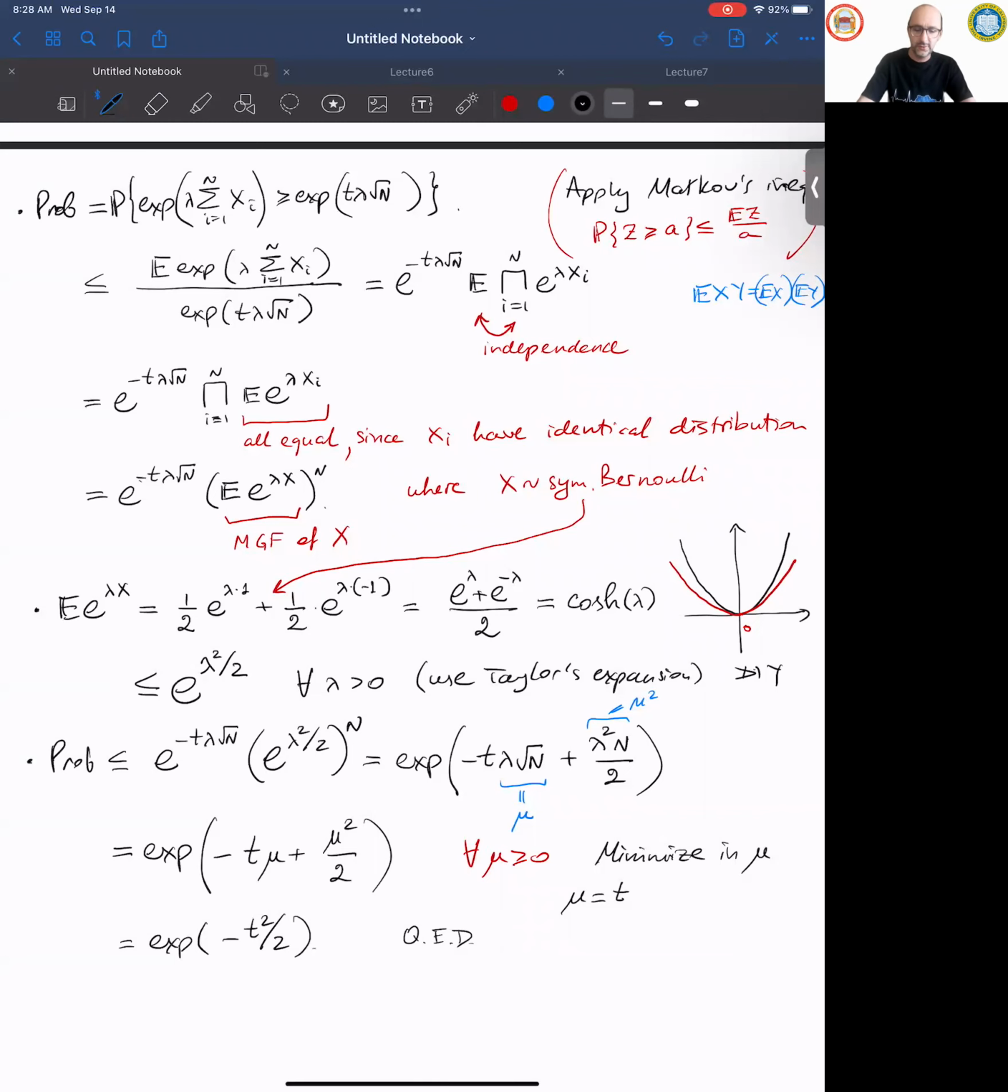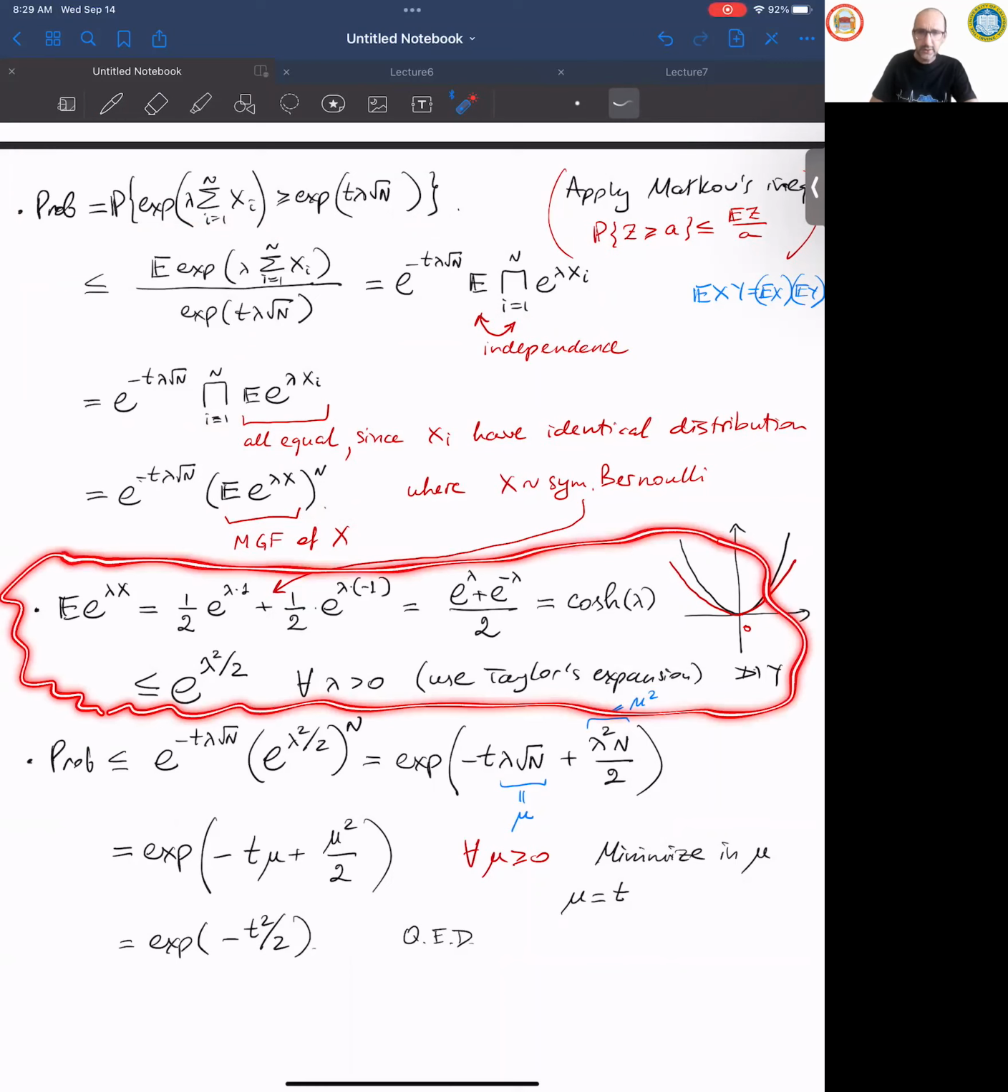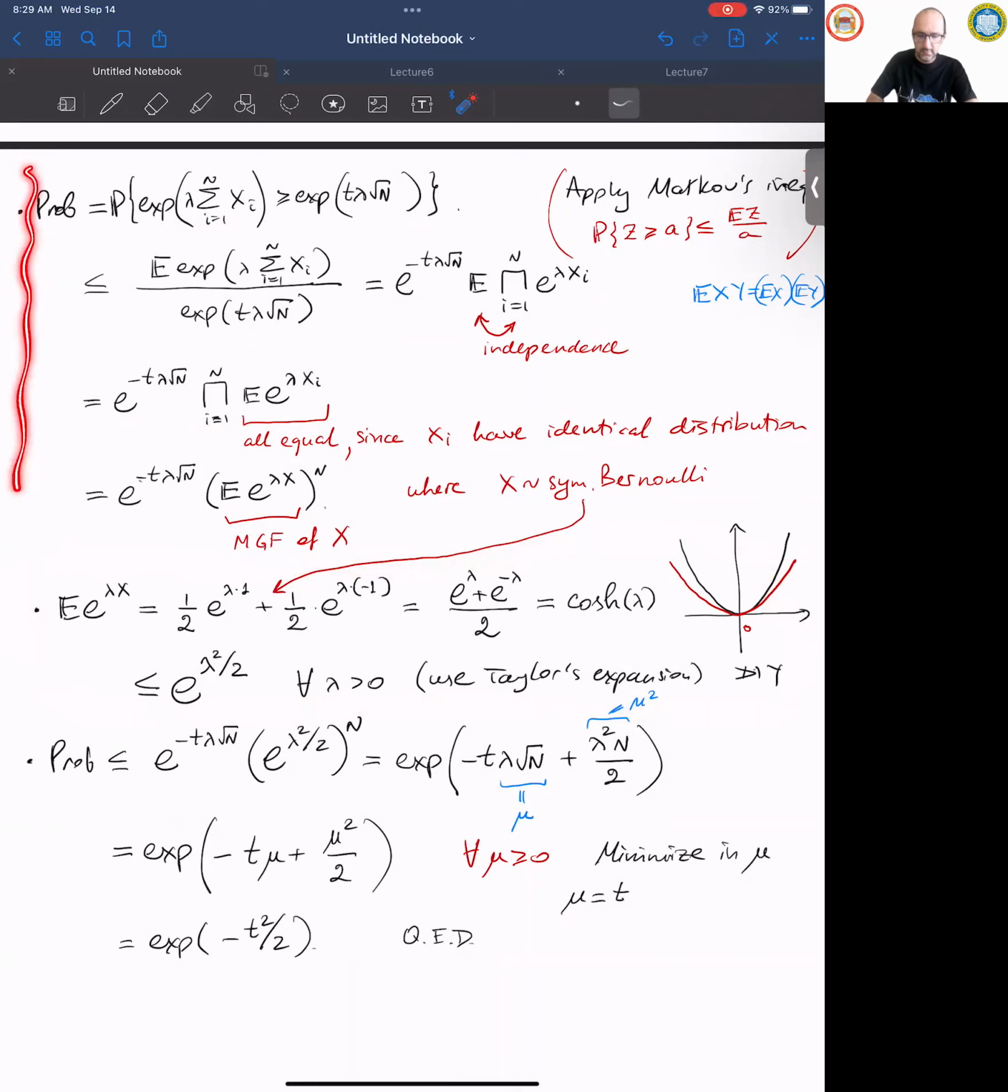Perfect. So this is our first result about concentration. A really nice method that can be applied generally, the MGF method. If we look at the beginning of this proof, it's not about symmetric Bernoulli distribution at all. All of this could be done in complete generality. Only in the very end here did we use the symmetric Bernoulli, but the architecture of this method is very flexible. Any questions about the proof?